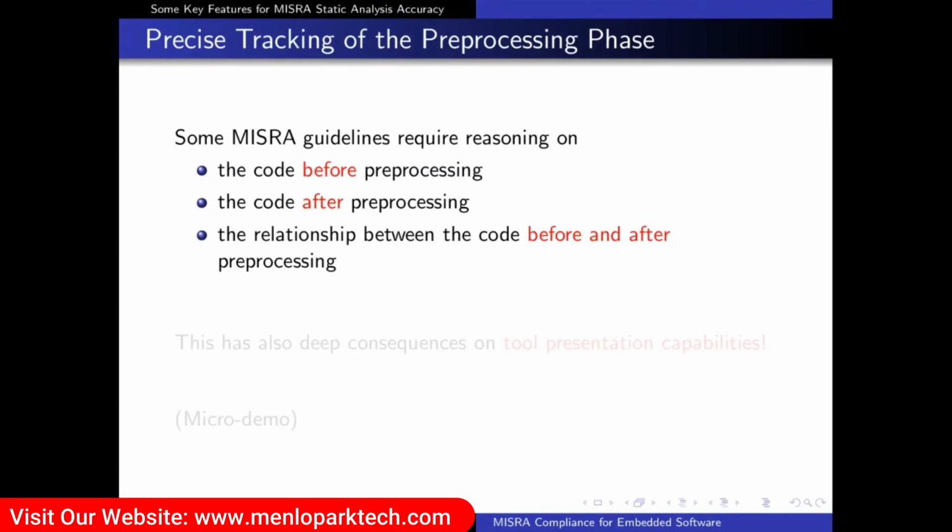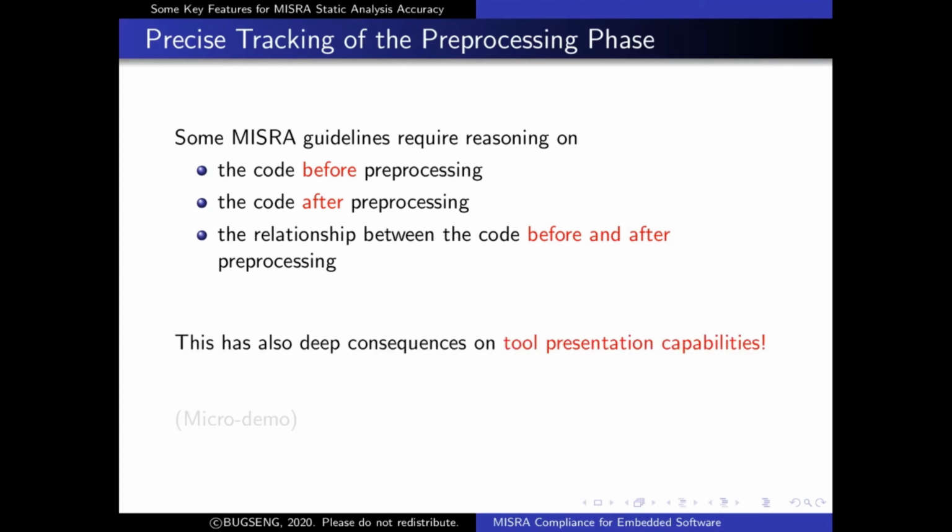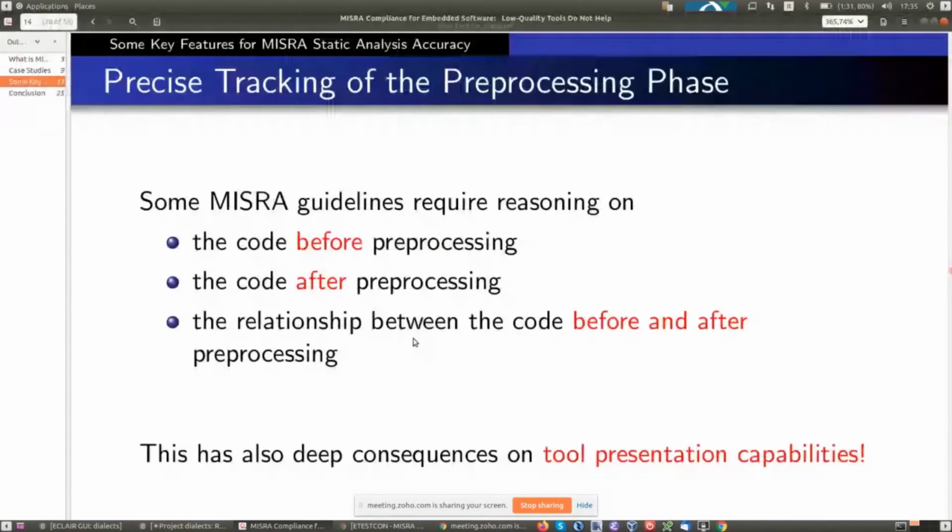Precise tracking of the preprocessing phase. Some MISRA guidelines require reasoning on the code before preprocessing. Others require reasoning on the code after preprocessing. But others, again, require reasoning between the code before and after preprocessing. And some also require reasoning on the preprocessing phase itself. And this has deep consequences on tool presentation capabilities as well. So I will now show what I mean by this.